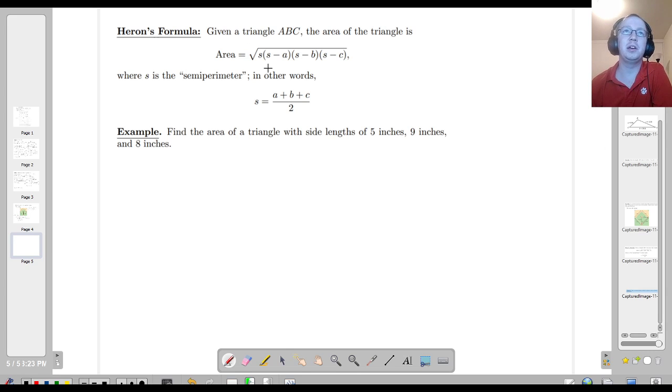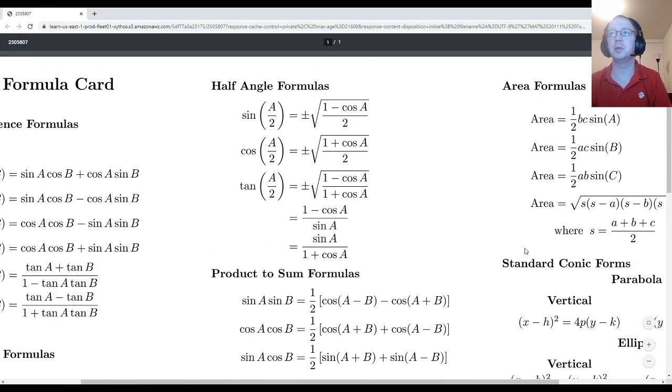So the only way we can use Heron's formula is if we have all 3 side lengths in the triangle, or if at least we could find all 3 side lengths of a triangle. Okay, so if we calculate that semi-perimeter, then the area is given by this formula here. Now I do want to caution you, this is not something you have to memorize.